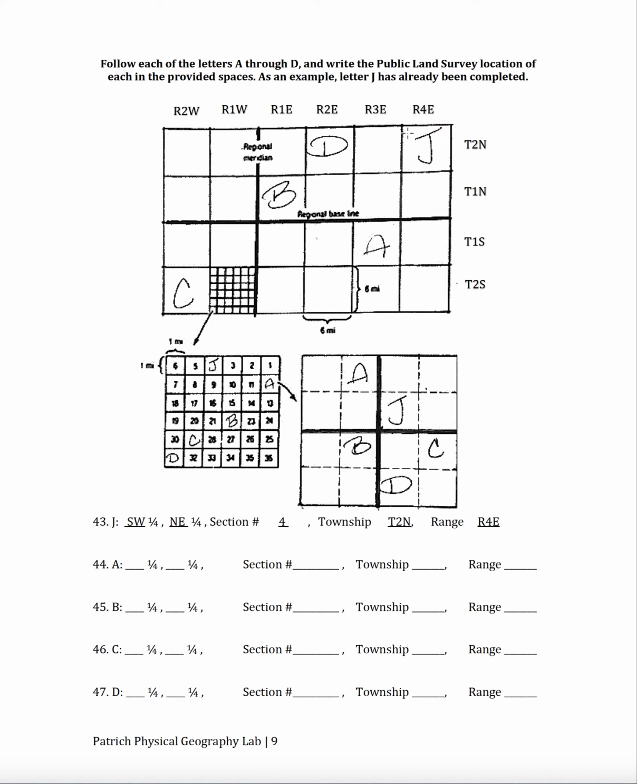So as an example, J is here. Here's our regional baseline. Meridian J is in the box that has a value of range 4 east, because it's 1, 2, 3, 4 east, and it's 1, 2 north, township 2 north. Then J is down here. We can subdivide this. I call it the snake method. It starts in the top right and wiggles and zigzags its way. So it goes 1, 2, 3, 4. So it's in section number 4.